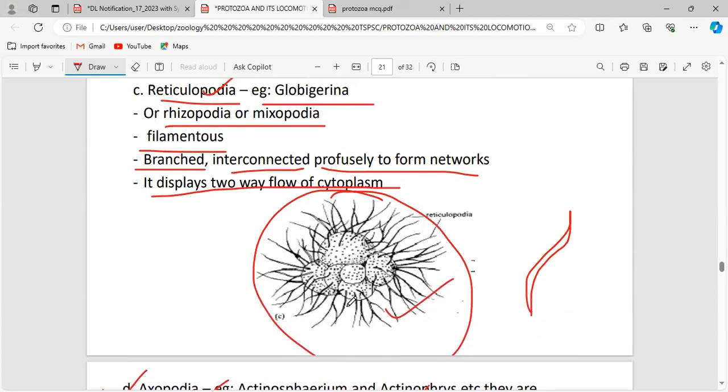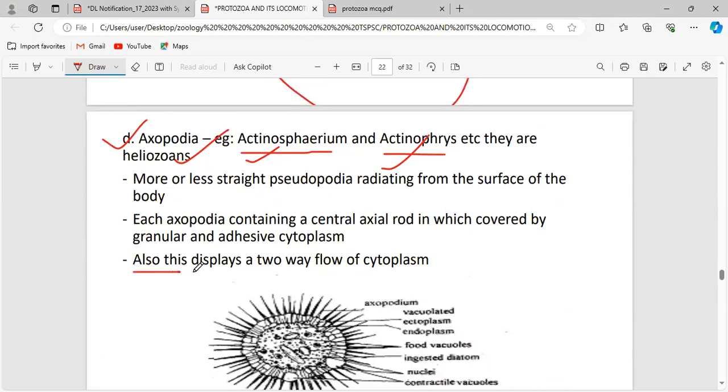Like reticulopodia, axopodia also displays the two-way flow of cytoplasm, which means the ability of movement of cytoplasm in both the clockwise direction and the anti-clockwise direction. That is called the two-way flow of cytoplasm.